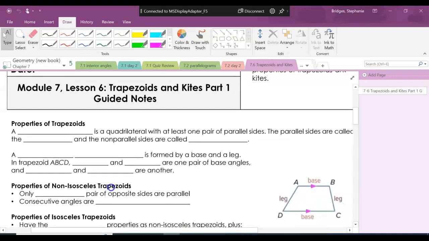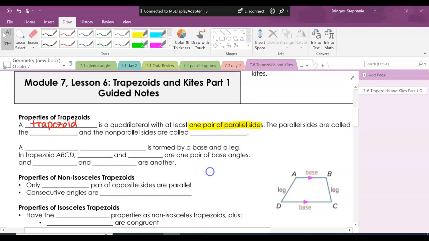All right, so we're going to start with properties of a trapezoid. Now, a trapezoid is a quadrilateral, meaning it has four sides, but it is not a parallelogram. Okay, so a trapezoid, that's the first word, is a quadrilateral with one pair of parallel sides. Not both pairs, but one pair of parallel sides.